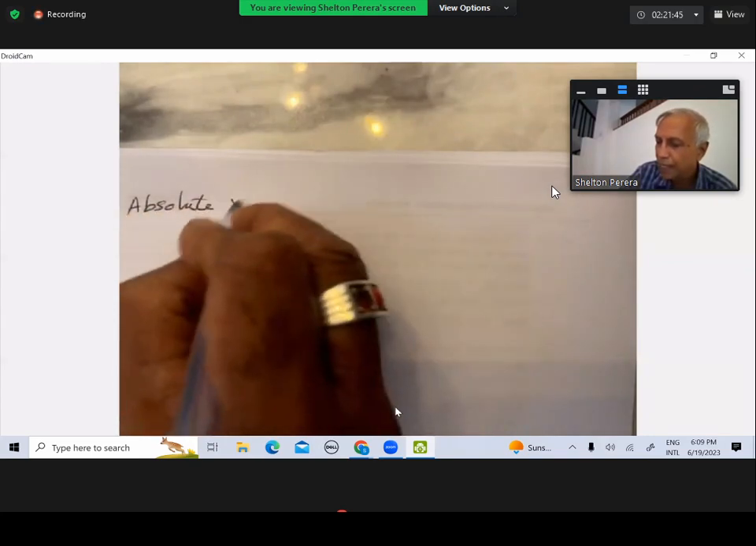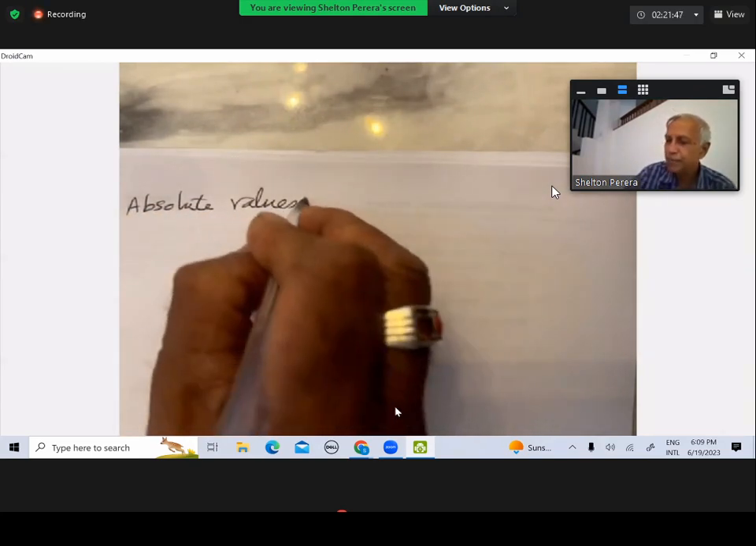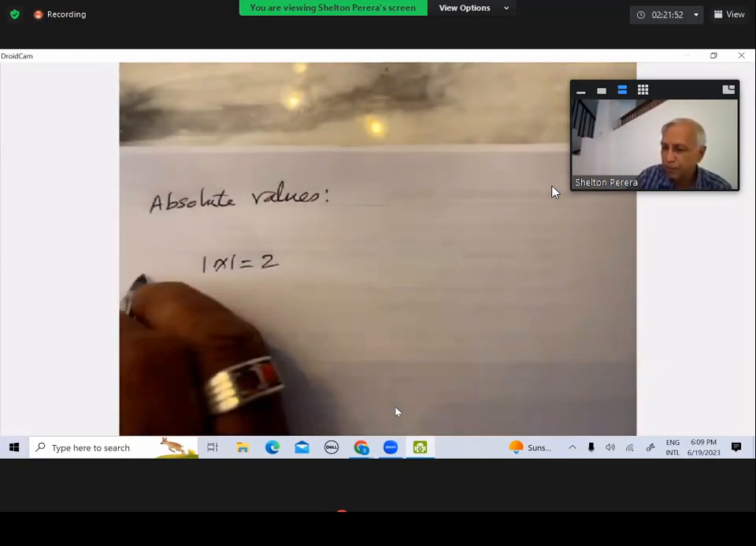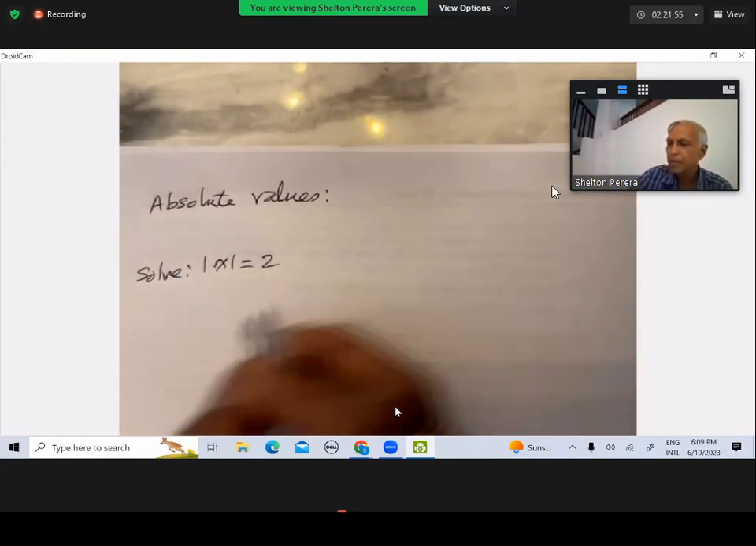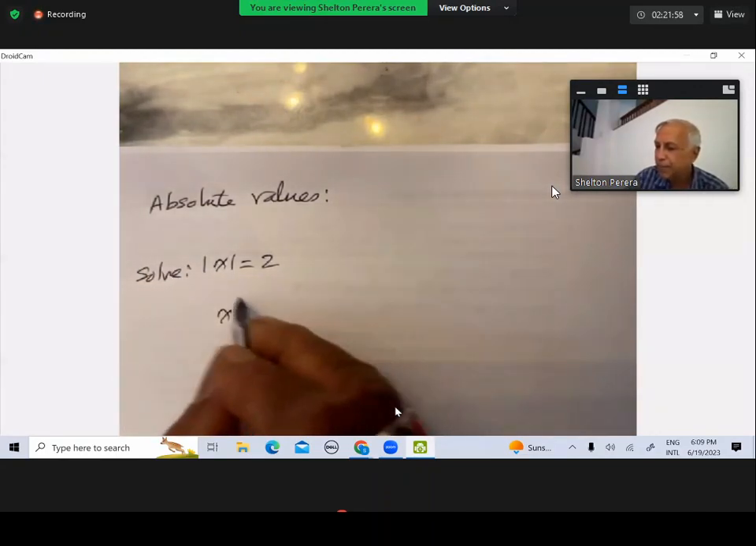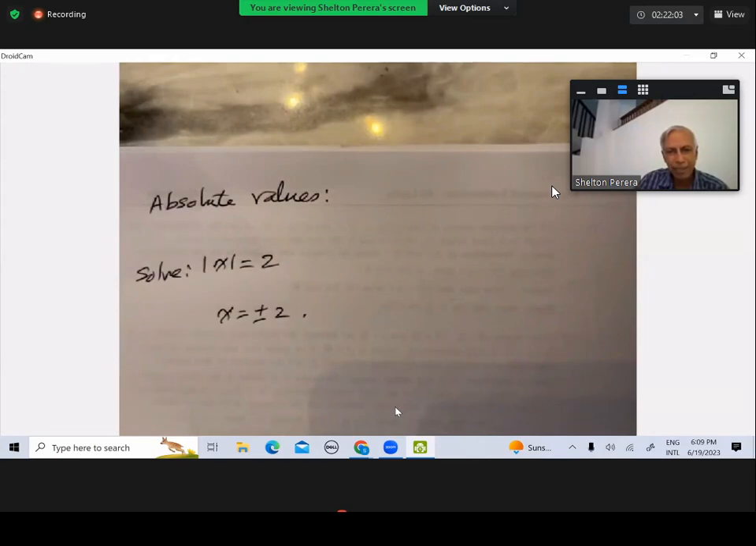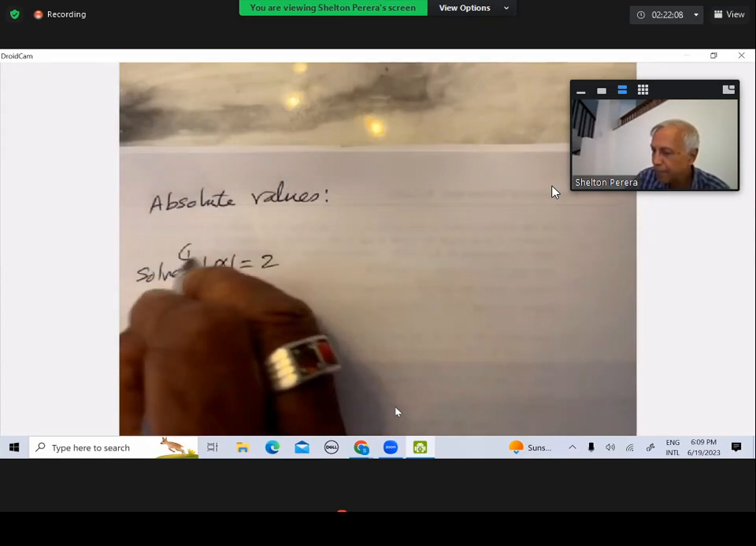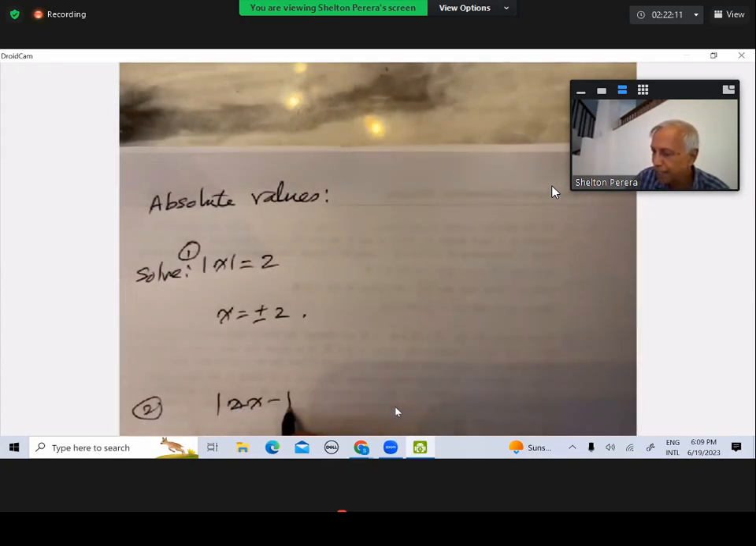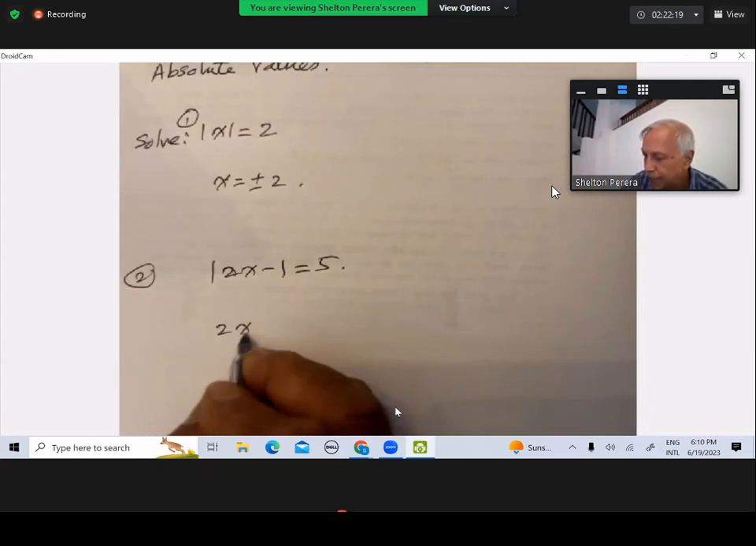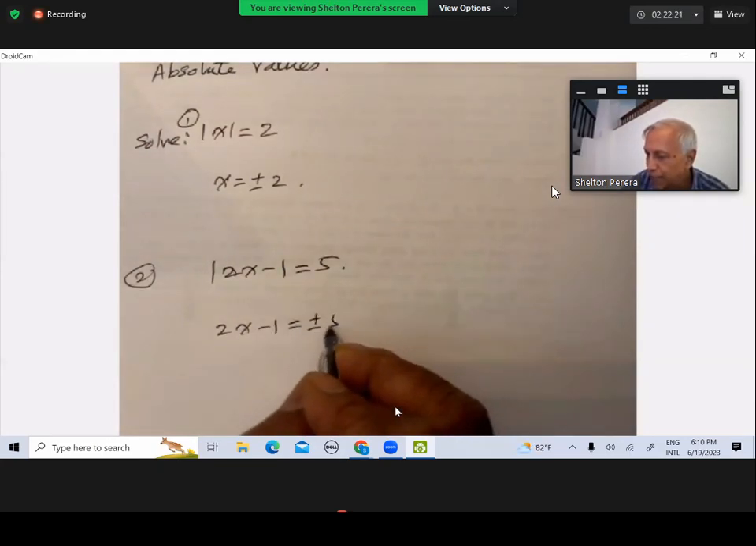Absolute values. Suppose you have absolute x is equal to 2. Solve. X is equal to plus or minus 2. Second example, absolute 2x minus 1 equals 5. How do you solve this one? Solve again same method. 2x minus 1 equals plus or minus 5.